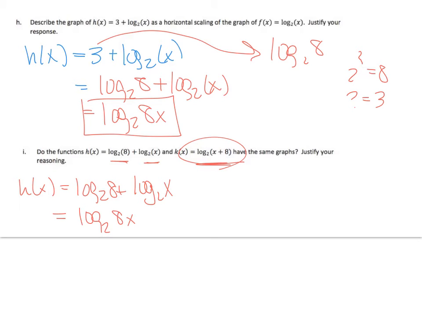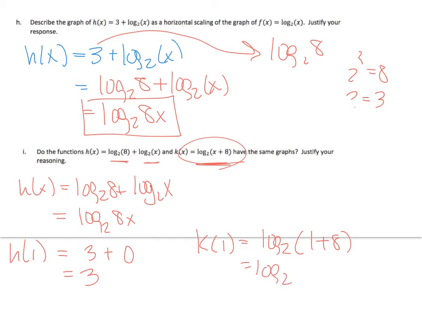Even if we evaluate them both at 1, h of 1 would be 3 plus 0, which is 3. And then if we did k of 1, we'd have log base 2 of 1 plus 8, log base 2 of 9, which is a decimal. I don't know that one off the top of my head. So they're not equivalent at all.